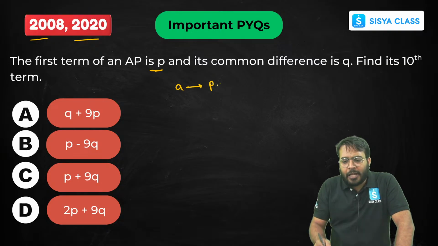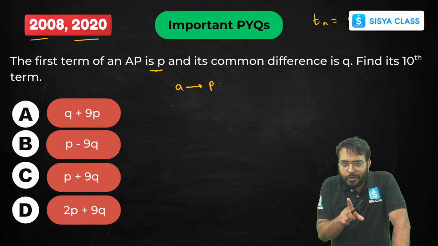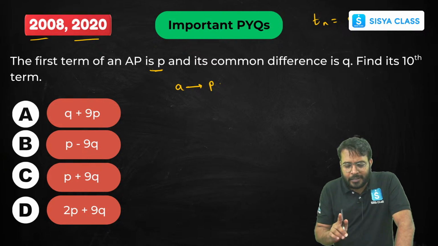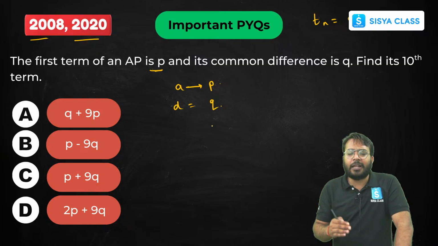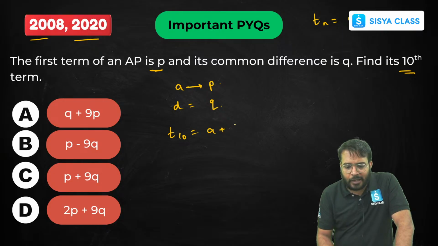ओके, अभी हमने जो फॉर्मूला पढ़ा है nth टर्म का, उसमें हम क्या करते हैं बेटा? A प्लस n माइनस 1 इंटू D, ठीक है, जहां A फर्स्ट टर्म होता है। Here, my first term is given as P. They have given common difference as Q. Okay. Then how to find out your 10th term? अगर मुझे 10th टर्म फाइंड आउट करना है बेटा, तो मैं A प्लस 10 माइनस 1 इंटू D लिखूंगा। So that is going to be A प्लस 9D.